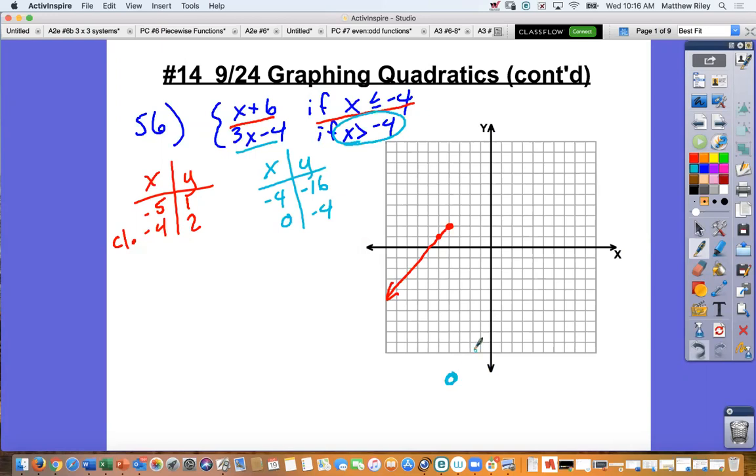Why is it open again? Because it doesn't have the equal sign underneath it. Yeah, because it's exclusive. It doesn't have the or equal to. So then 0, -4, 1, 2, 3, 4 is right here. So that's it. Okay. That's number 56. I know it goes off the graph, but just somewhere down there, show me what it looks like.